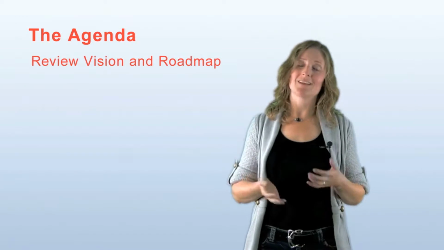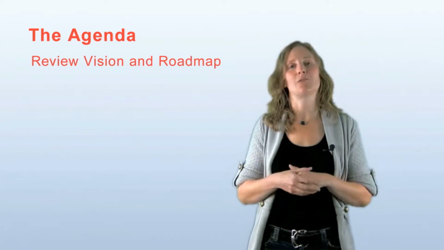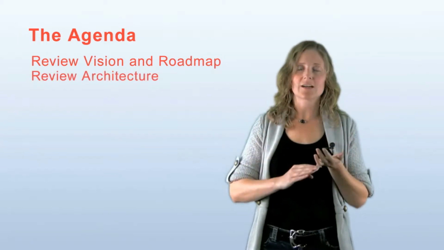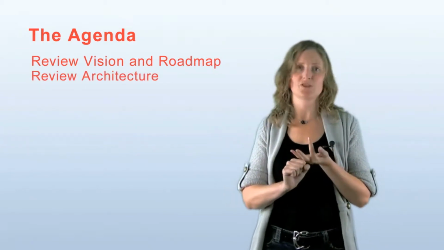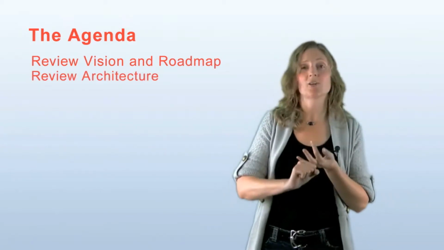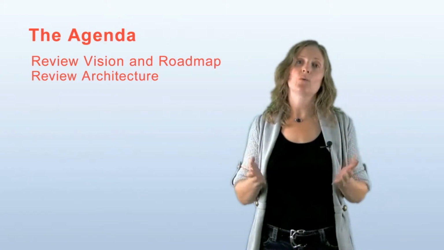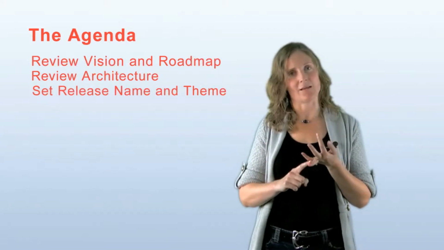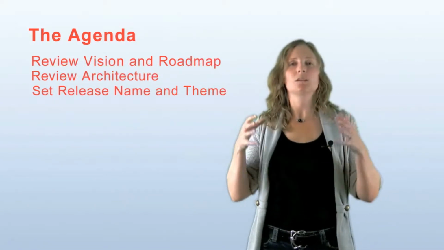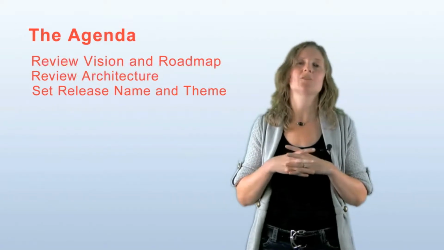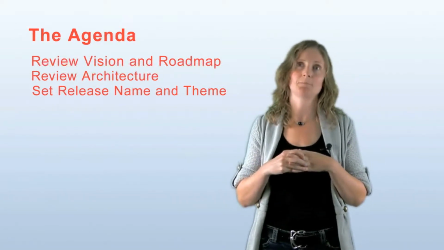Well, we start with a review of the vision and the roadmap. This is our chance to remind ourselves of what the big picture really is. Next, we want to review our architecture and any technical information that we need to understand what our technology baseline is for this release. Once we've done that, we want to set a release name and theme. These help a team coalesce around a goal and also help give us focus as we think about the stories that we're going to be working on.